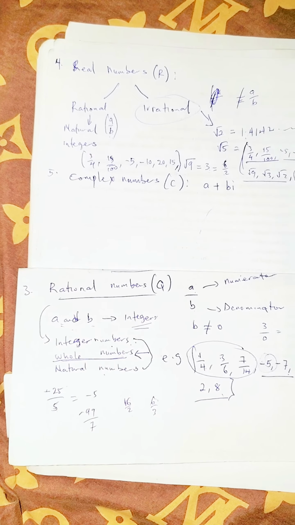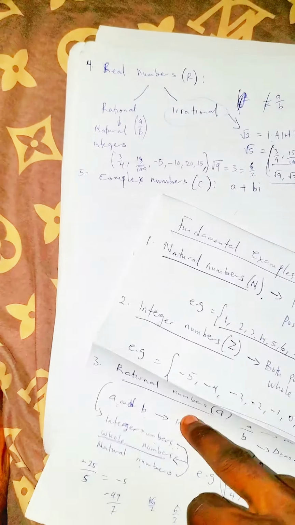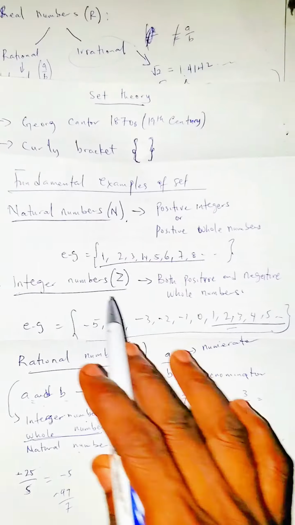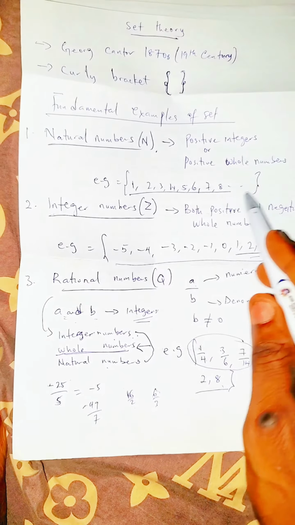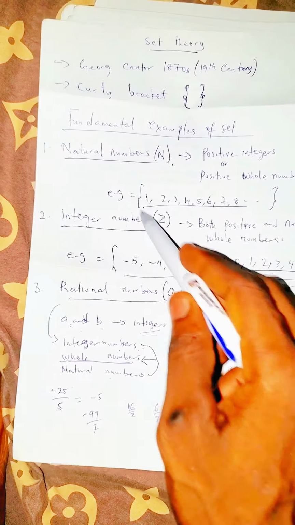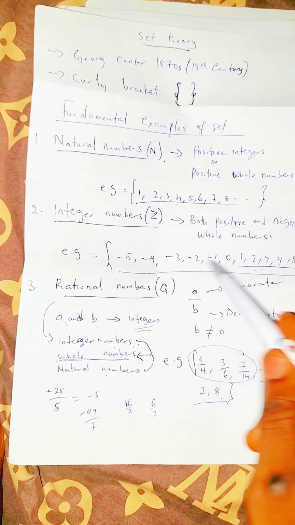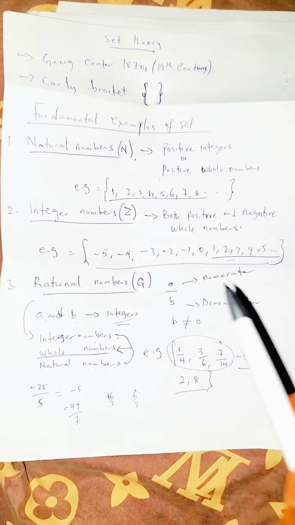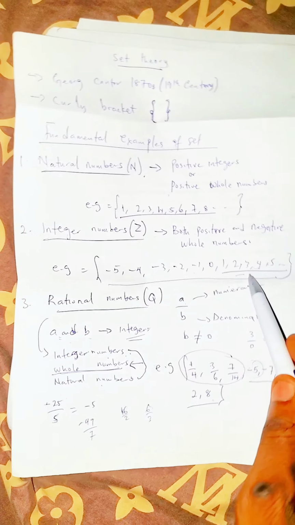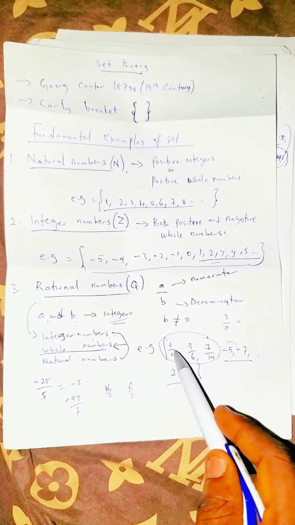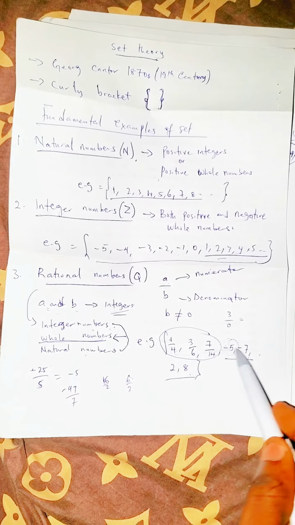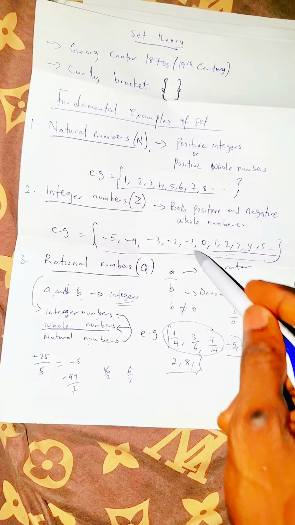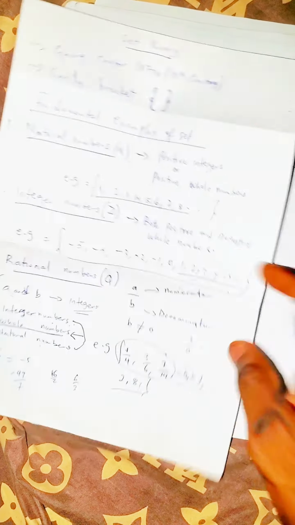Now, if you observe from the beginning, all the elements of natural numbers belong to what? They belong to integer numbers. But there are some parts of the integer numbers that do not belong to natural numbers. And all the elements of integer numbers belong to rational numbers, according to my statement. But some parts of the rational numbers do not belong to the integer numbers.